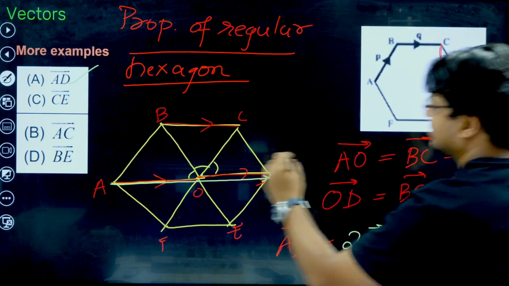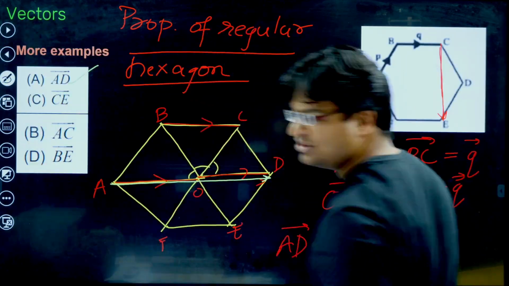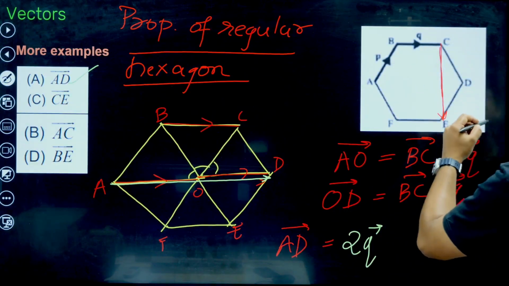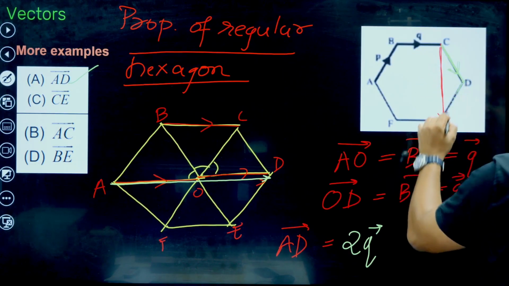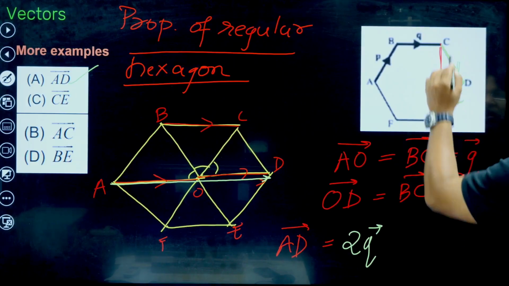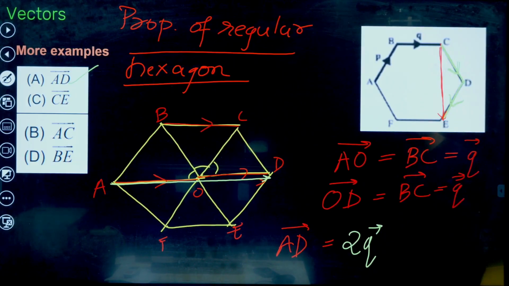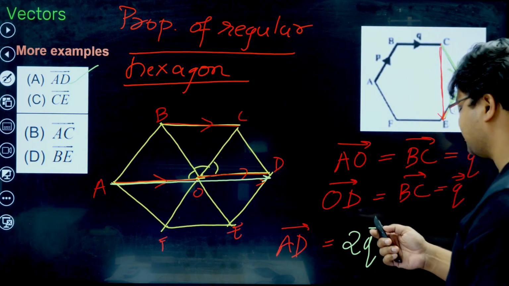CD plus DE. You can choose any path, guys. I'm just trying to choose the one which is very easy to understand. So CD, and then DE. CE can be written as CD plus DE. Okay, let's do it on the next page.